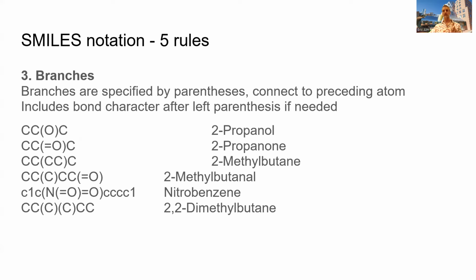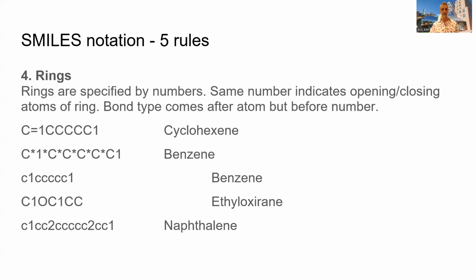And then after the parentheses, we continue down the same way. And of course, just like here in the case of nitrobenzene, you can have branches within the branches. Or if you have your carbon, it can make four different bonds. So you can have two sets of parenthetical branches right next to each other, and those are both coming off of the atom that immediately preceded the two sets of parentheses.